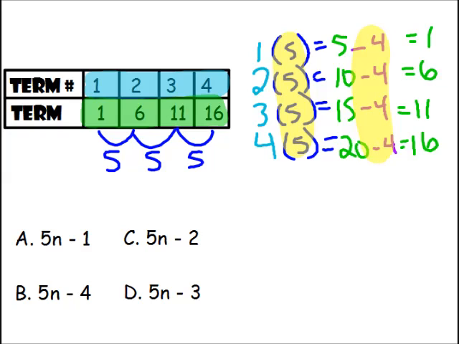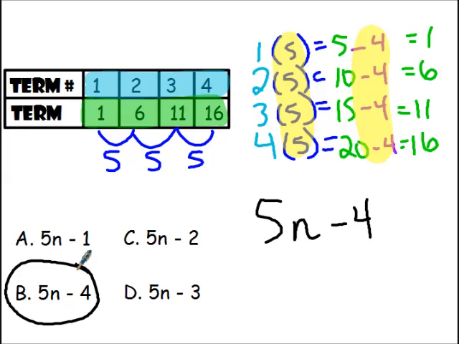What are we multiplying by 5? Our term number, which we'll call n, and then we're subtracting 4. So if you answered B, you got it right. Good job.